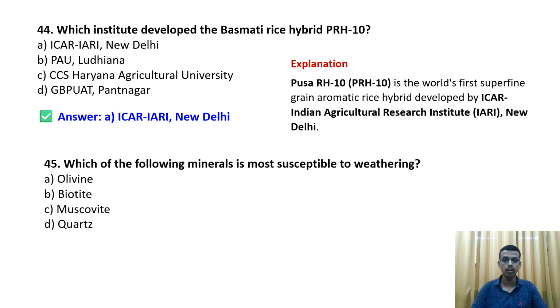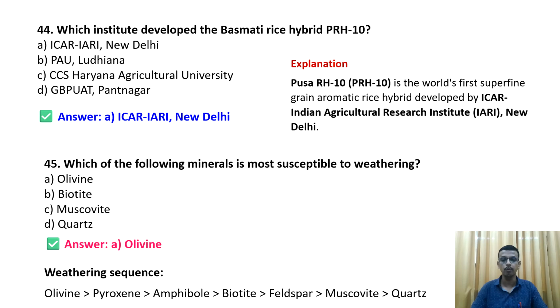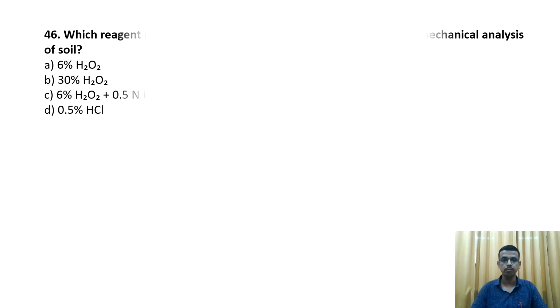Then which of the following minerals is most susceptible to weathering? You see this weathering series, most susceptible to weathering is olivine. The sequence is olivine is most susceptible, then pyroxene, then amphibole, biotite, feldspar, muscovite, and ultimately most resistant is quartz.